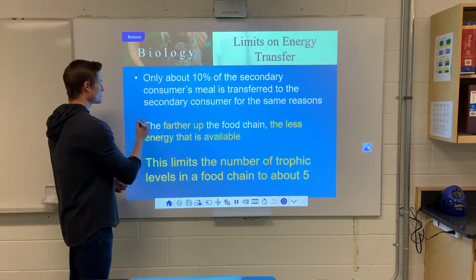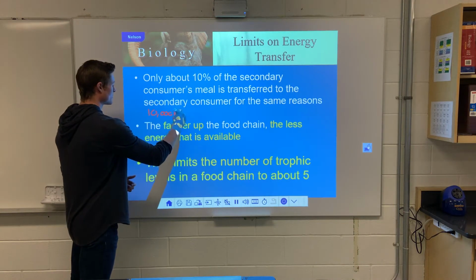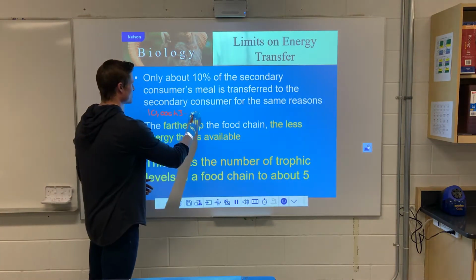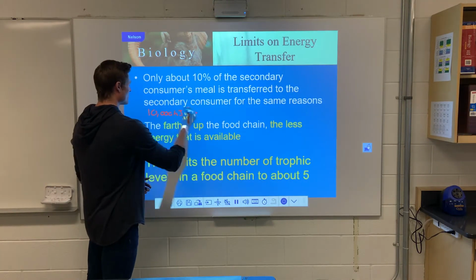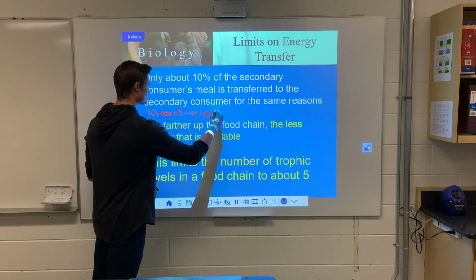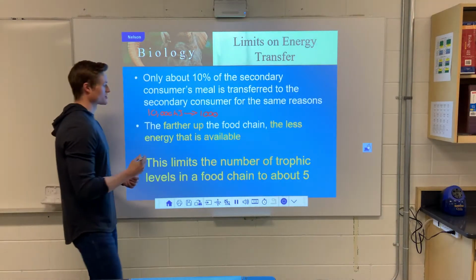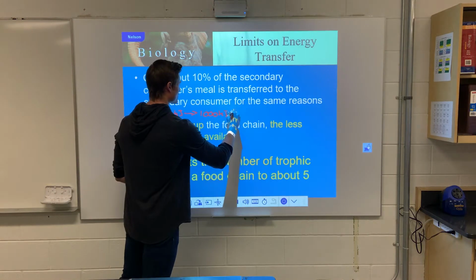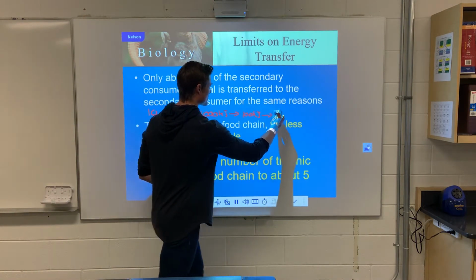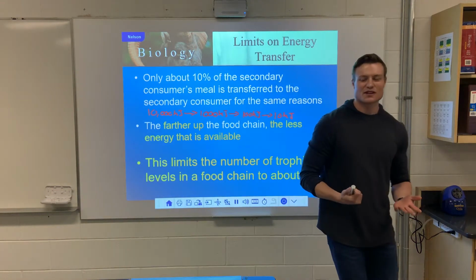Because let's say you start off with 10,000 kilojoules of energy. How much is left over to the second trophic level? We move the decimal one place. Now we have 1,000 kilojoules of energy. What's left over to the third trophic level? 100 kilojoules. Then the next trophic level, 10. And then eventually we're going to reach the point where there's just not enough energy available.